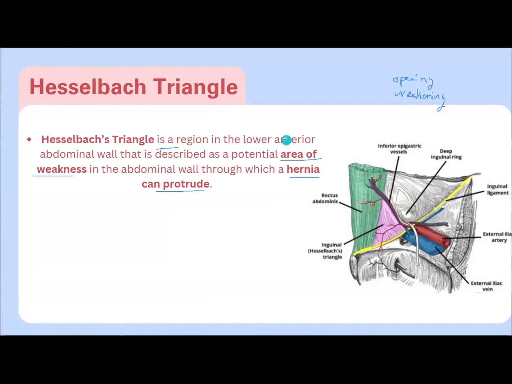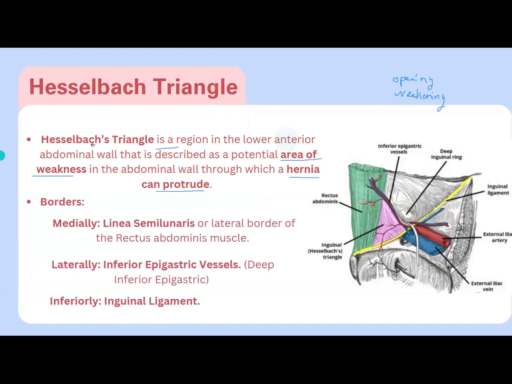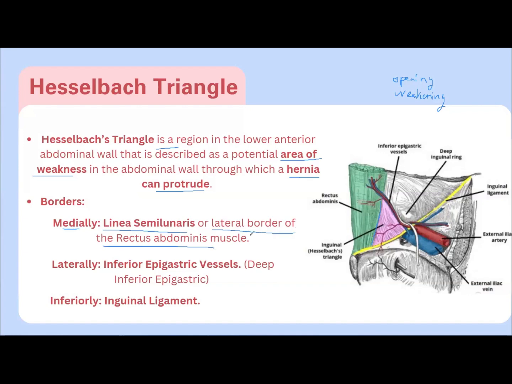Okay, so let's look at the borders of the Hesselbach triangle for now. First off, we're going to look at the medial border. The medial border of the triangle is made by the linea semilunaris or the lateral border of the rectus abdominis muscle. They are both correct. The lateral border on this side is made up of the inferior epigastric vessels, which is the deep inferior epigastric. These vessels right here. Inferiorly, the inguinal ligament that we talked about.